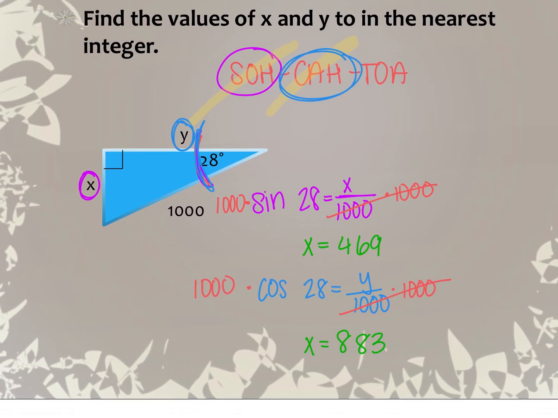Okay, you guys have to double check which one you're using because it does matter. What do we plug in? 1,000 cosine 28.